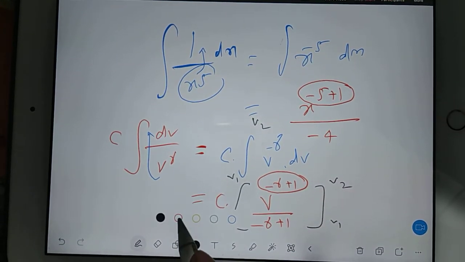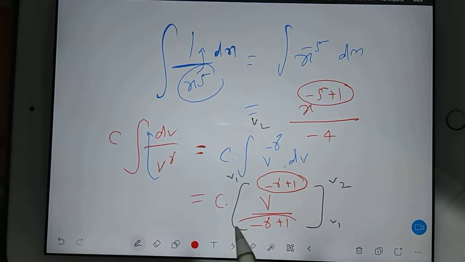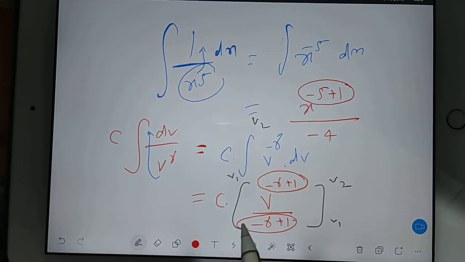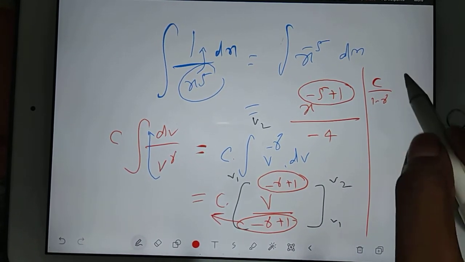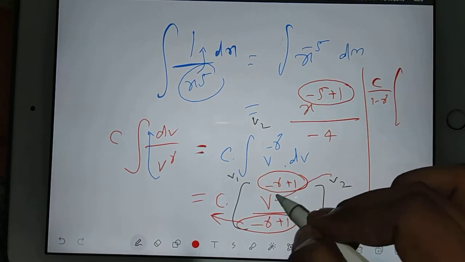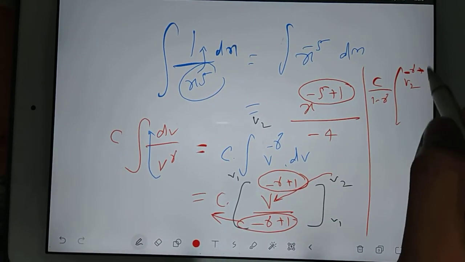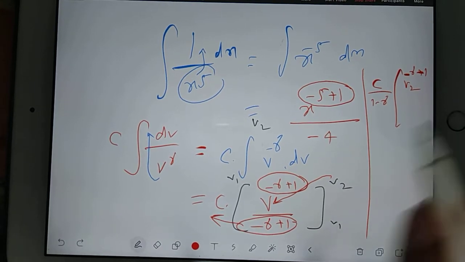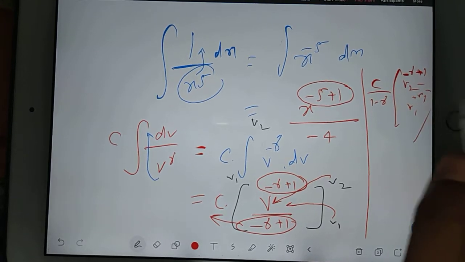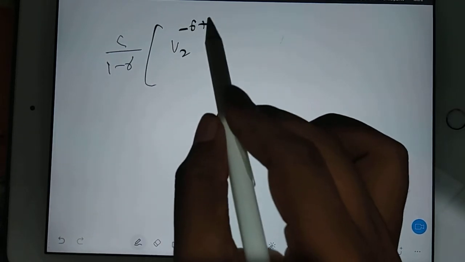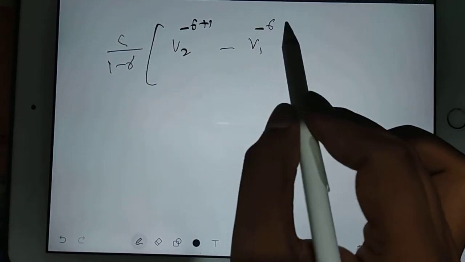Now you have a further approach in the question. First, okay, gamma minus 1, this thing is minus gamma plus 1, this is constant, take it out. So c by 1 minus gamma you took out, and then substitute v2 here. So it will be v2 power minus gamma plus 1, minus, then you put v1, so v1 power minus gamma plus 1. Okay, now change the page. You are getting c by 1 minus gamma bracket v2 power minus gamma plus 1, and then minus v1 power minus gamma plus 1.